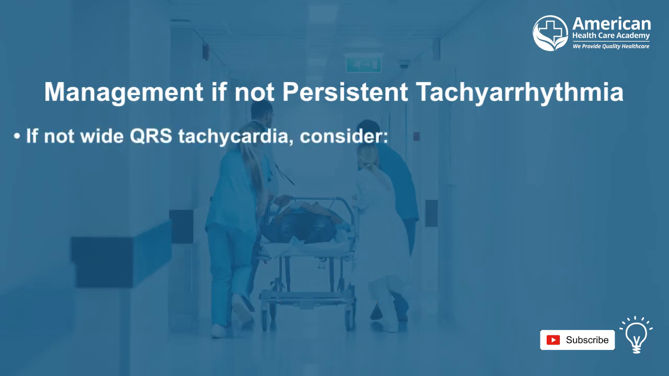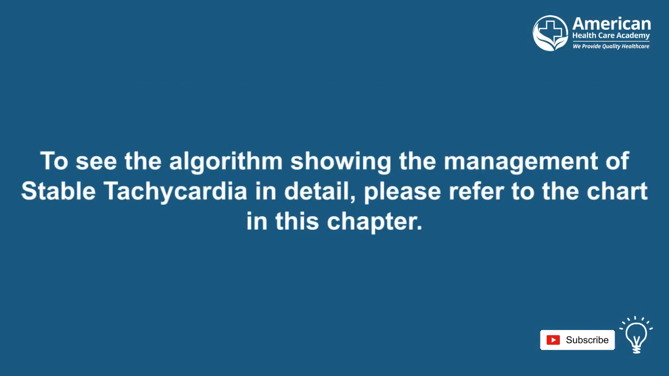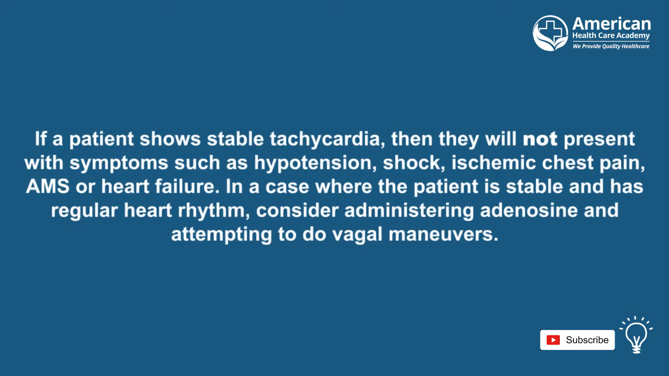If it is found not to be wide QRS tachycardia, then consider vagal maneuvers, adenosine, beta blockers, and calcium channel blockers. To see the algorithm showing the management of stable tachycardia in detail, please refer to the chart in this chapter. If a patient shows stable tachycardia, then they will not present with symptoms such as hypotension, shock, ischemia, chest pain, AMS, or heart failure.